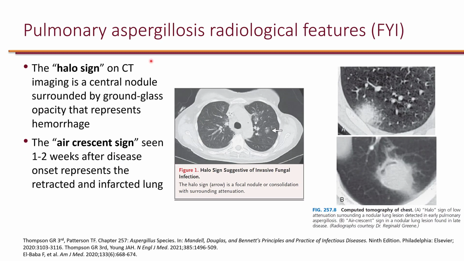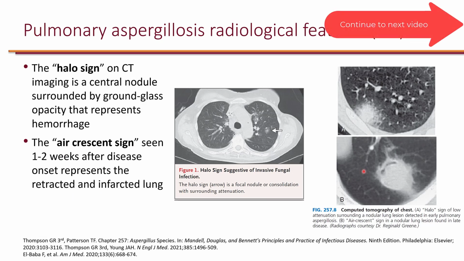Now, this is just FYI, but something that's classic about aspergillosis is that on CT imaging, there is often the halo sign that people talk about on rounds. So when you hear the halo sign, essentially they're looking at a CT image, and that's what they see: a central nodule surrounded by ground glass opacity that represents the hemorrhage. And then another thing that you will see 1 or 2 weeks later is the air crescent sign, and that's essentially the retracted and infarcted lung.